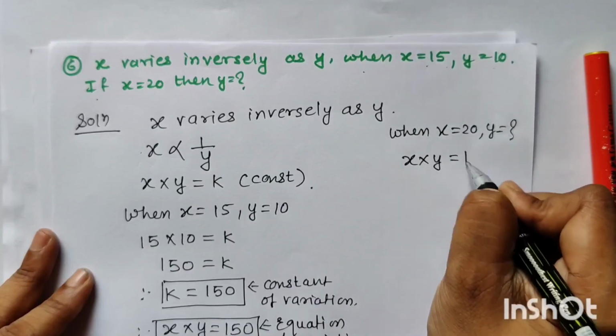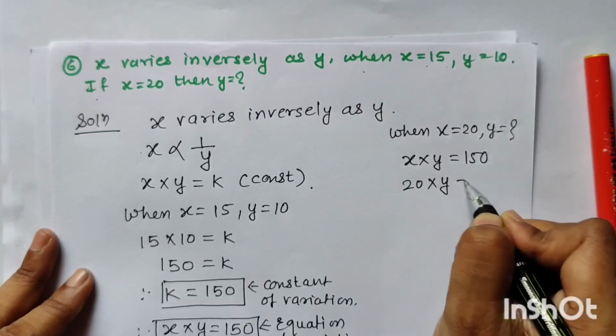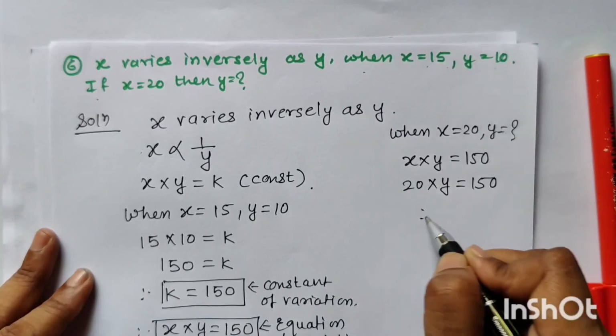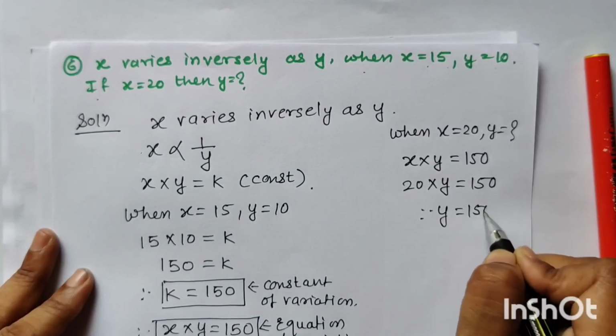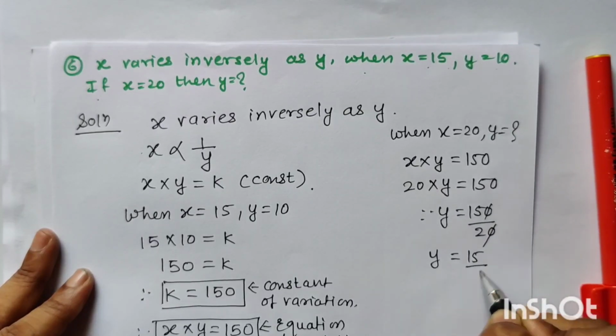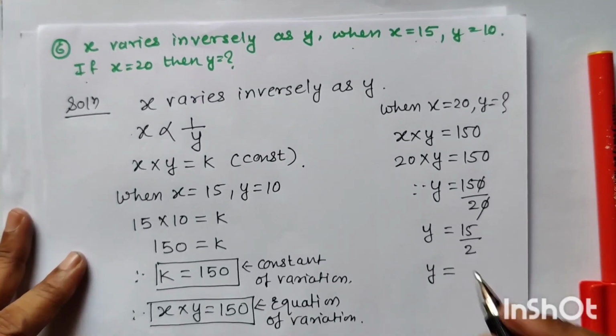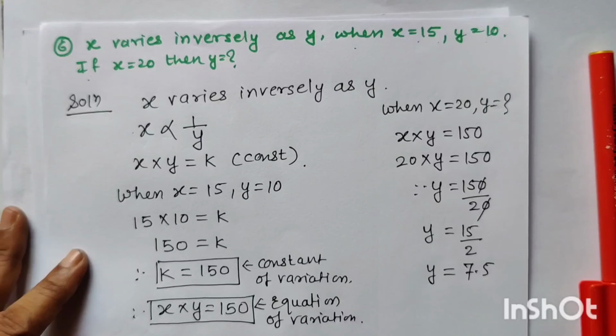x into y is equal to 150. Put the value of x, which is 20, so 20 into y is equal to 150. Therefore y is equal to 150 upon 20. The zeros cancel, so y is equal to 15 divided by 2. What is 15 divided by 2? What is the answer? 7.5. We have seen it now.